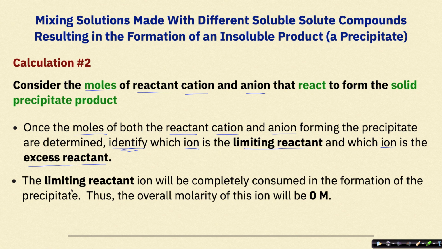Now, once you figure out what the limiting reactant is, it's pretty simple, because the limiting reactant ion will be completely consumed in the formation of the precipitate. Thus, the overall molarity of this ion will be 0 molar. No other calculations are needed. Once you find the limiting reactant, that's done. The molarity associated with that ion will automatically be 0 because it's going to be completely used up. There will be no ions in solution by itself. It is all part of the solid formed.